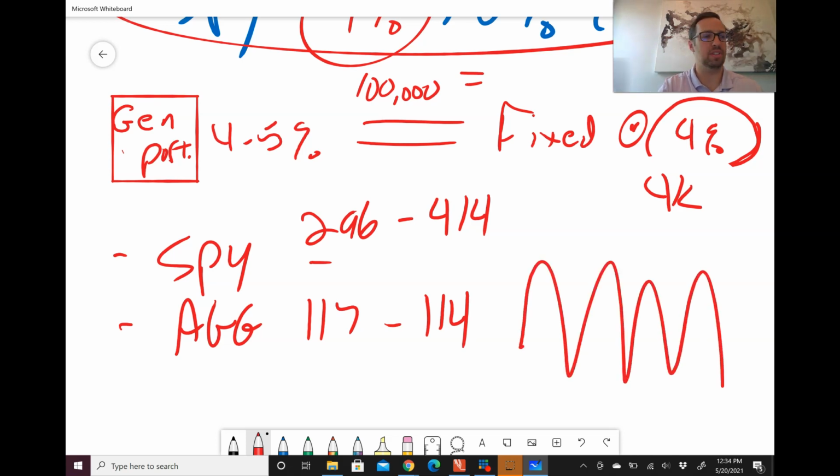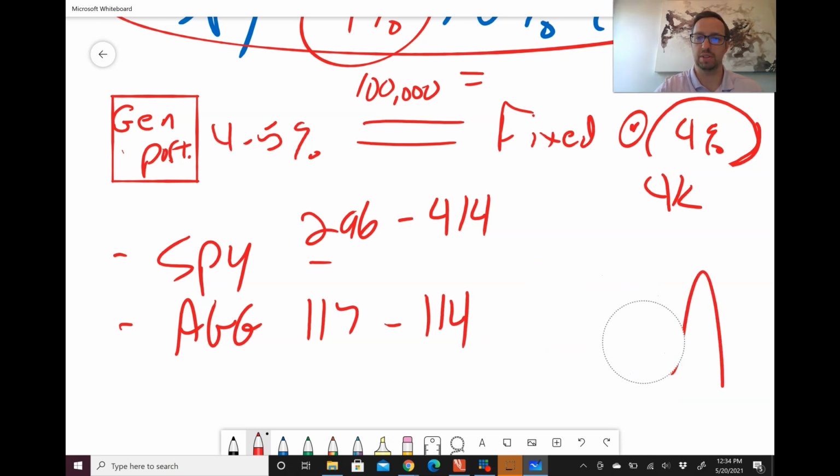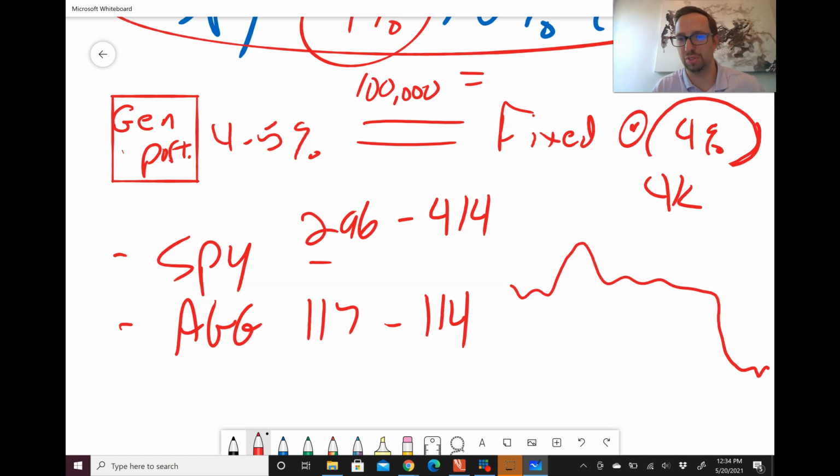Okay, but the chart looks like this. Let me do a better representation. The chart looks like this, but it's only moved 3 points. Okay, so AG is not volatile at all. And so what this means, this gets into volatility. S&P, highly volatile, huge swings. I mean, we're talking about over 100-point swing in SPY, major swings, okay? AG, not very volatile at all. It's moved 3 points in a year.